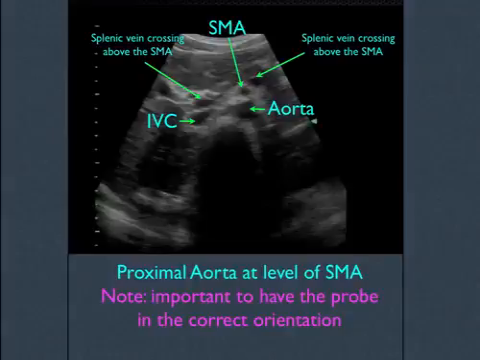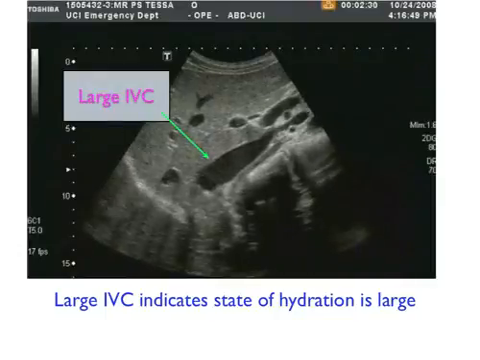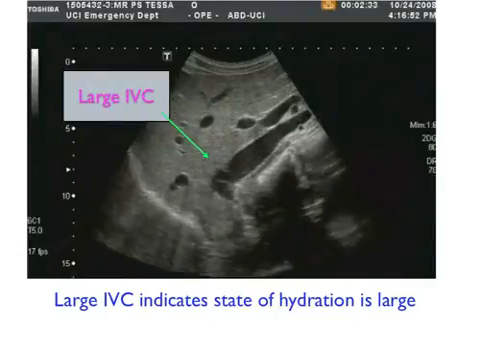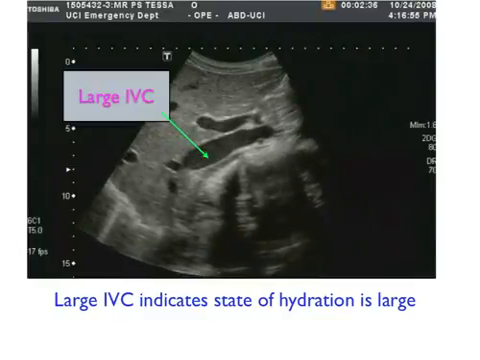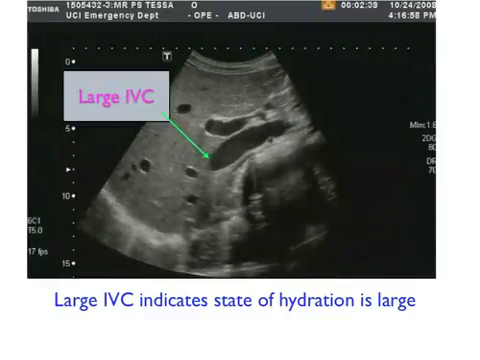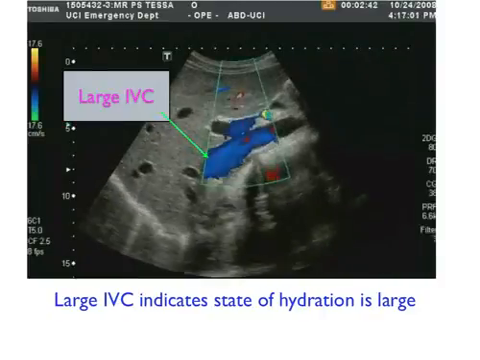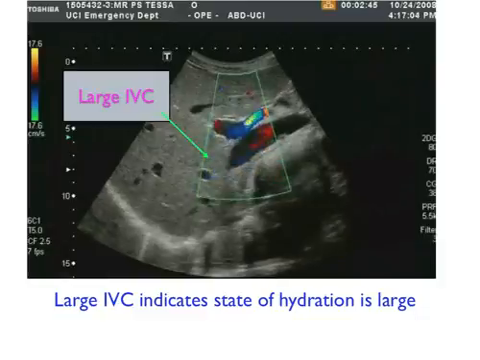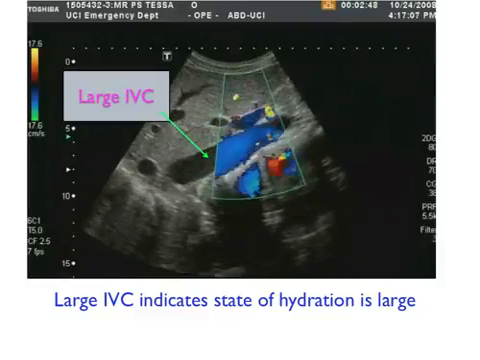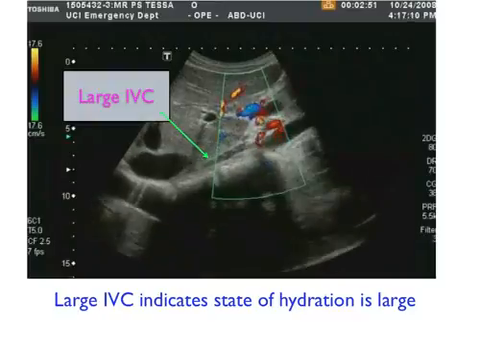In this particular image, I wanted to point out that it can also be divided up into two pieces depending upon the respirations. If this person would breathe in and out, you would see those two areas on the right and the left where it says splenic vein crossing above the SMA would unite to become one image. Over here, we're looking at the IVC, the inferior vena cava. You can actually see blood going through this, and a large IVC indicates that the state of hydration is rather large. So this is the plethoric IVC, an enlarged one, and you can see with color imaging that there's clearly flow in it.